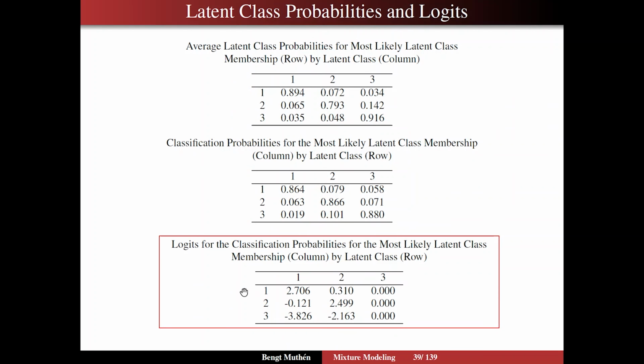And we also, in that first run, get the third table that I've been talking about earlier from the Mplus output. You have the logits for the classification probabilities for most likely class membership by latent class row. So you have these logits here. We don't concern ourselves with the last category because it's fixed at 0 by default. But those 2 by 3, 6 numbers should now be entered into the analysis in the last step.